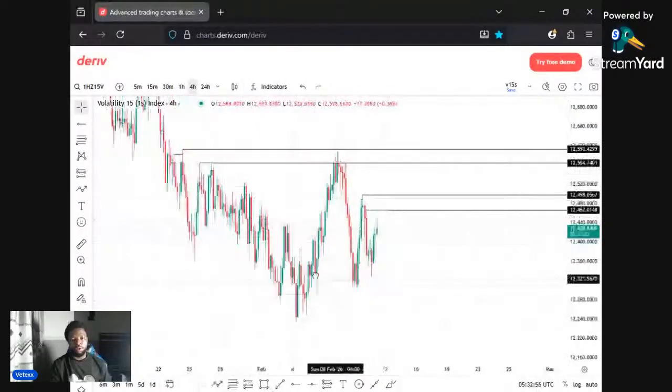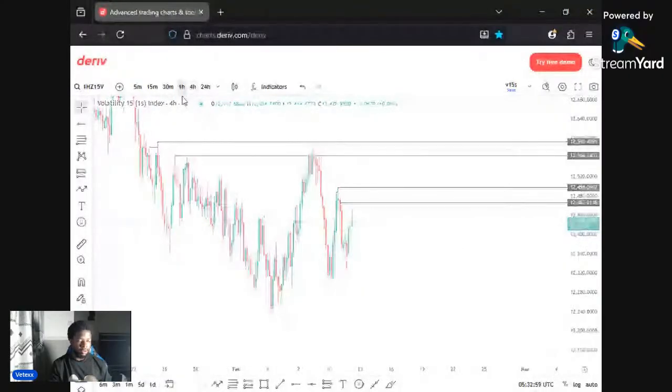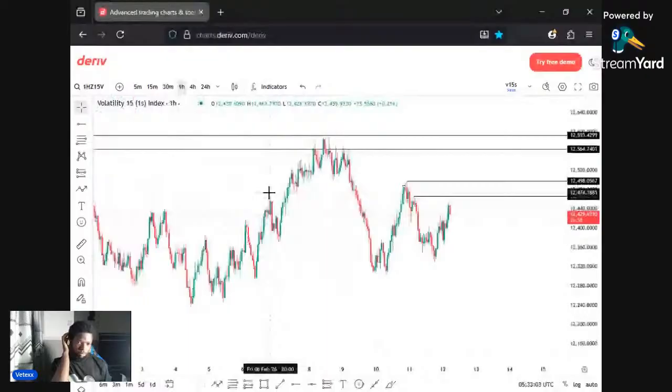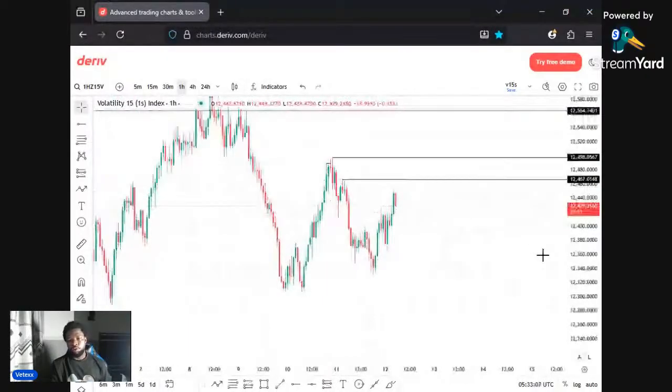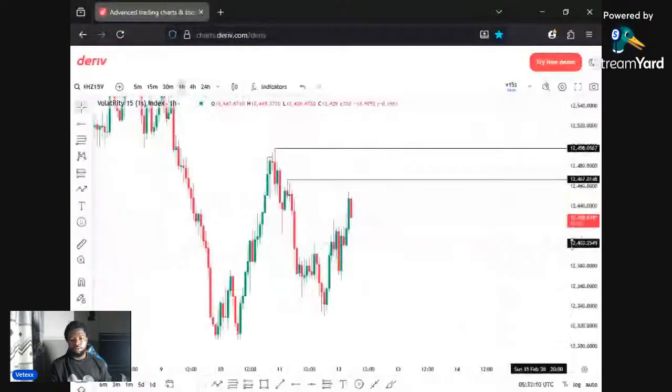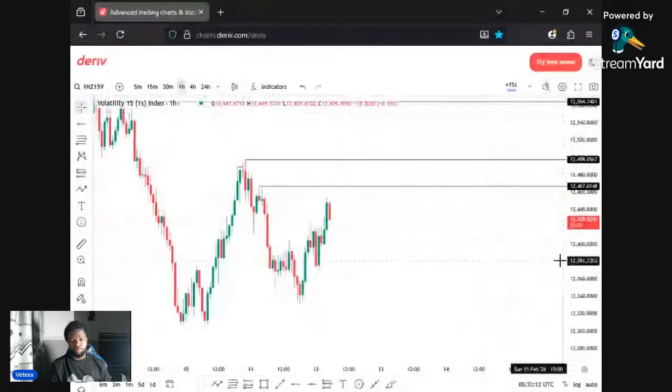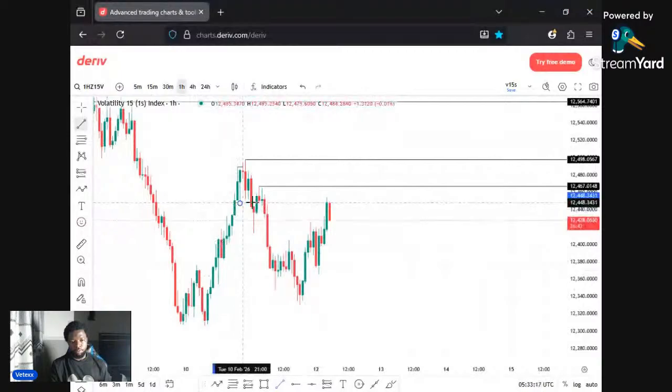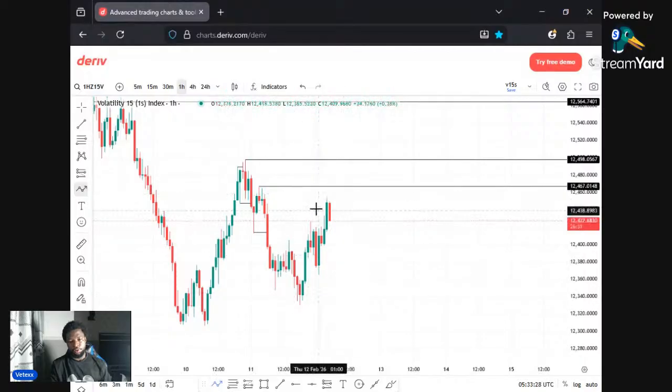Now it gives us another continuation on the 1-hour time frame. So we have this that we're anticipating currently. First break, second break. So this is what I am anticipating.